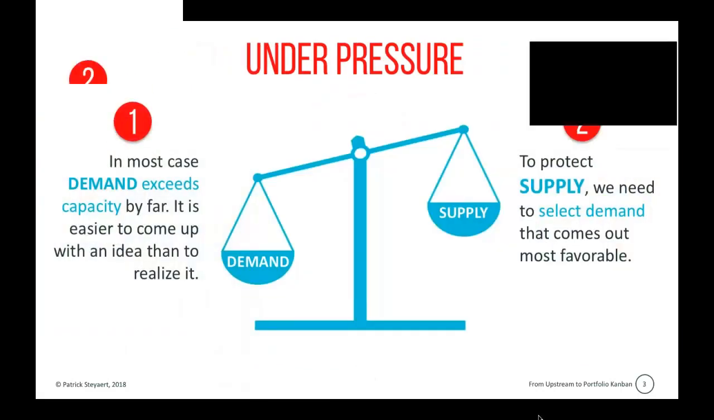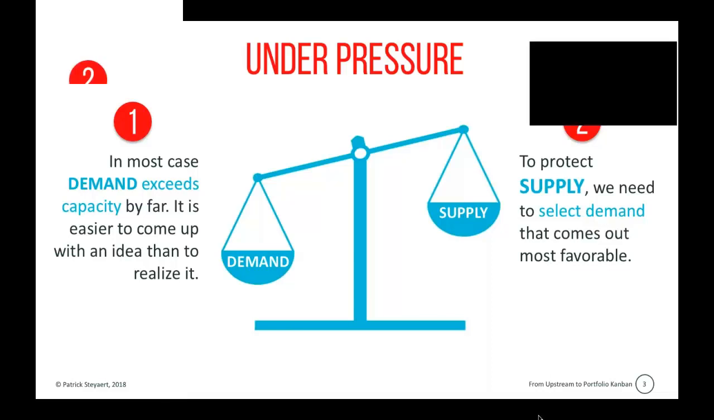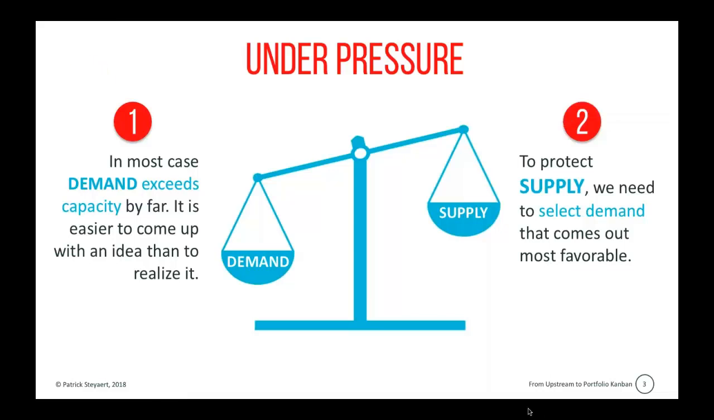So the main way of thinking about the portfolio level is thinking about flow in terms of demand and supply, or thinking about the portfolio as a demand and a supply. The current thinking is that in most cases demand tends to exceed capacity, and it tends to exceed capacity by far. As it says on the slide, it's easier to come up with an idea than it is to realize it.